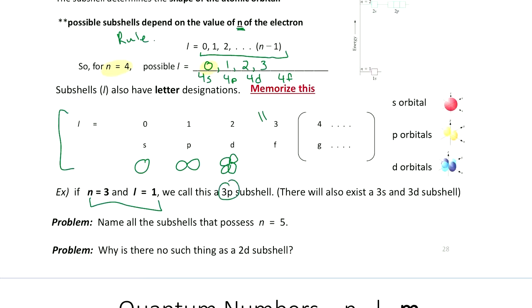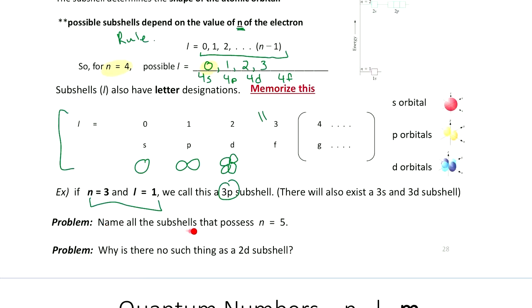Just like I said, an n of 4 and an l of 0 is 4s. So we're basically telling the reader what the n is and what the l is in one swoop by saying 4s or whatever. All right? Okay, so let's do another example.